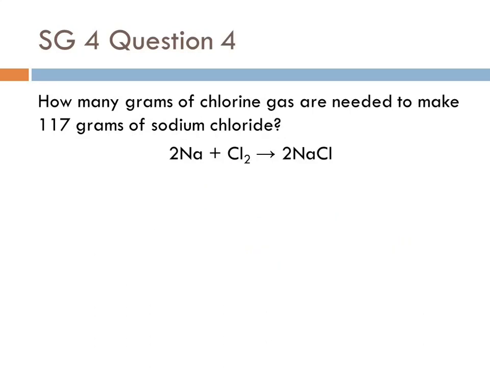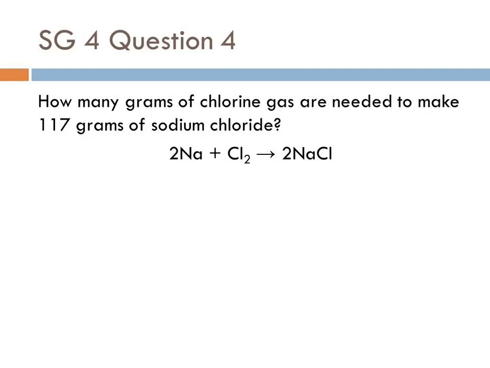Question 4, how many grams of chlorine gas are needed to make 117 grams of sodium chloride? So we do have to have some understanding of nomenclature here to at least be able to recognize what these compounds are. We're given a balanced chemical equation, and we're going to use that to organize the information from this question, this sentence. Okay, so how many grams of chlorine gas?